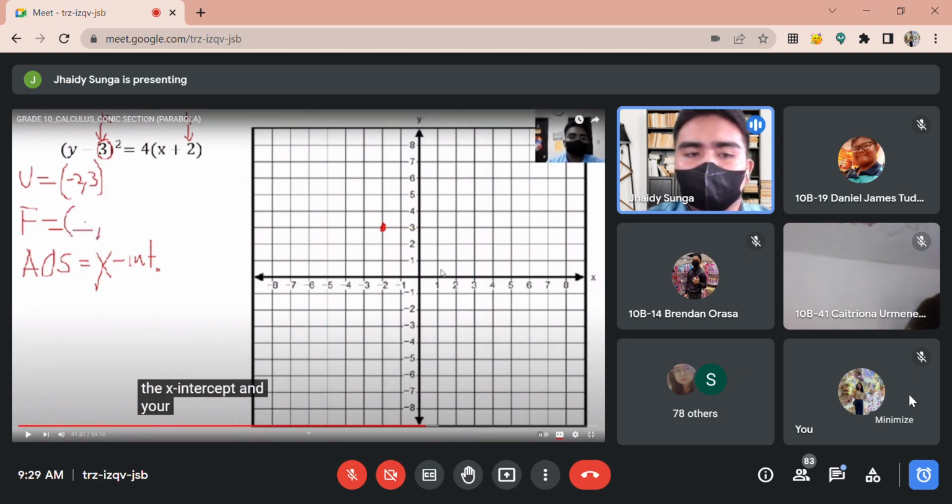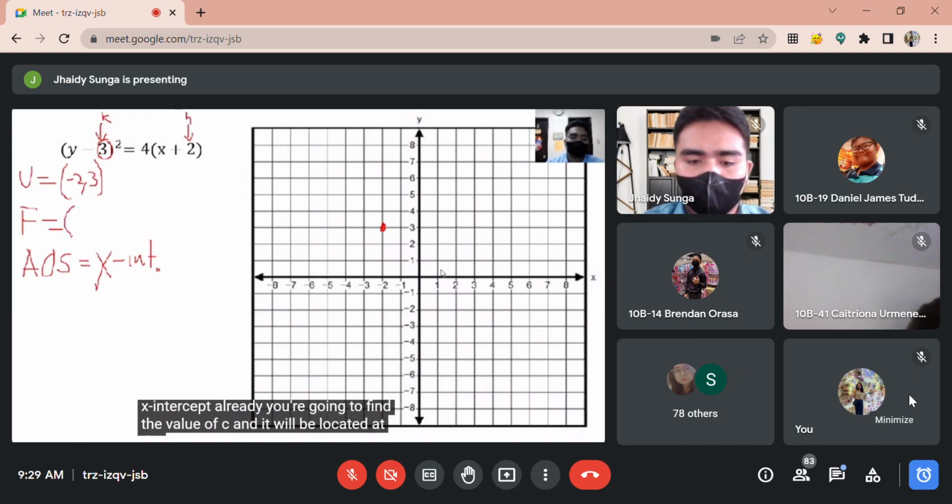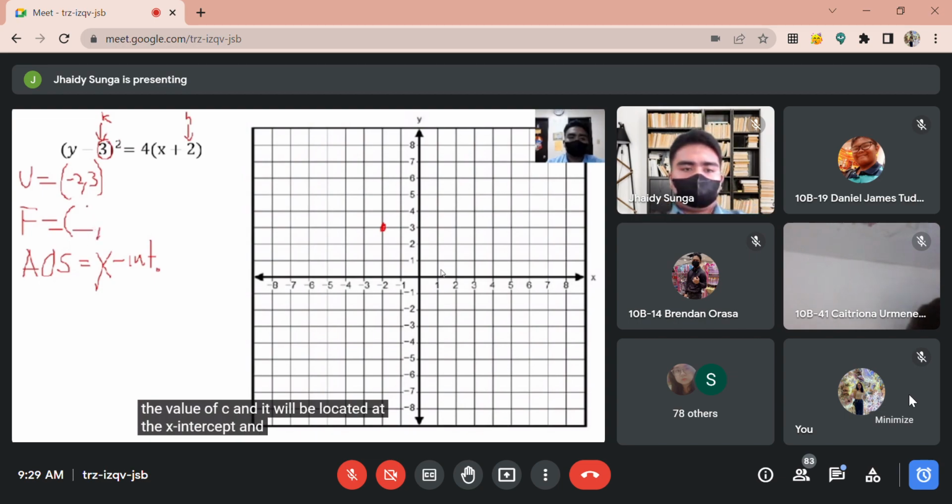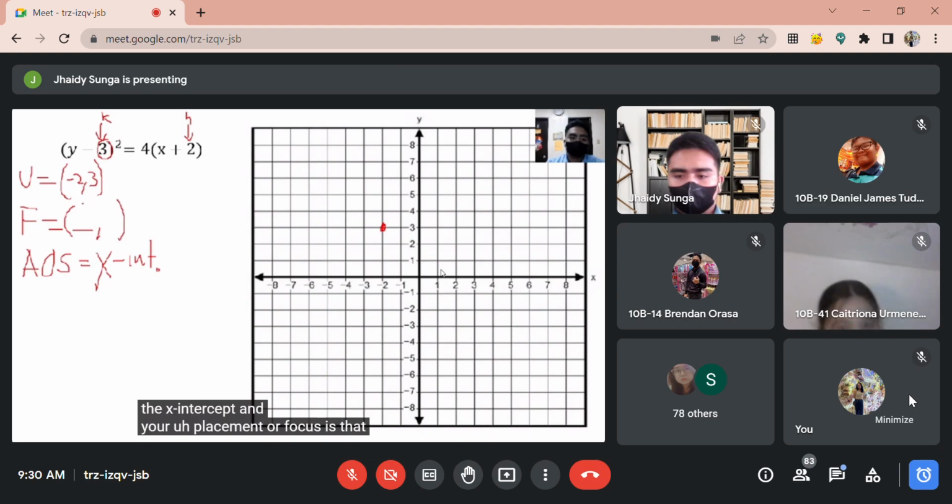Okay, so if this is our vertex already, let's find the value of c. C will be located at the x-intercept. And your placement for the focus is at 3.